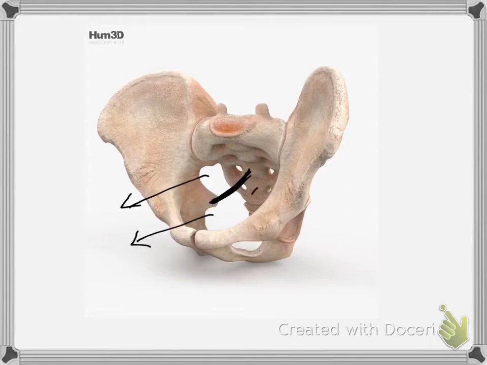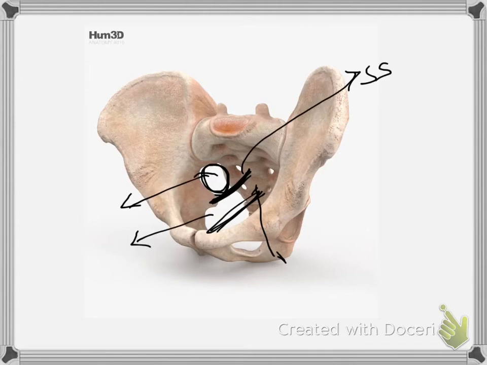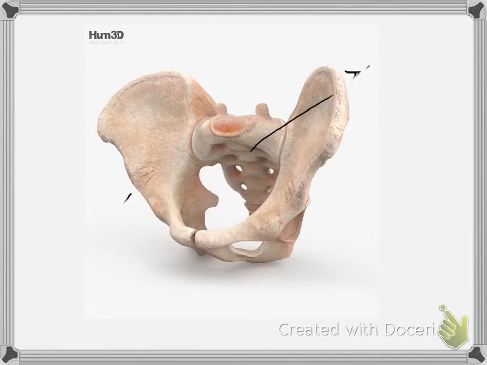And from the sacrum to the tuberosity, this is called the ischial tuberosity. From this to this, that is called the sacrotuberous ligament. The sacrospinous ligament converts the greater sciatic notch into a foramen. Like that, the sacrotuberous ligament converts the lesser sciatic notch into a foramen. So, you should know what is greater sciatic and what is lesser sciatic. In between these two is the ischial spine.